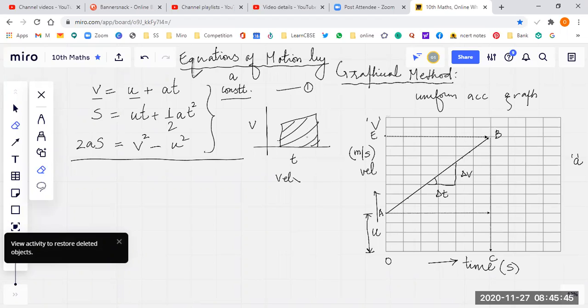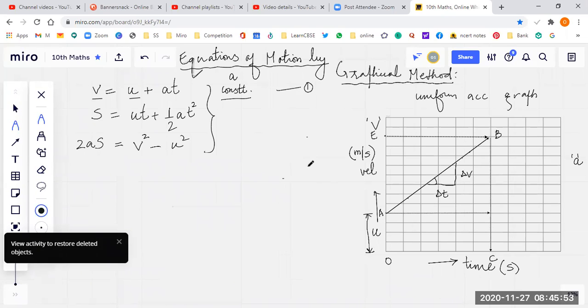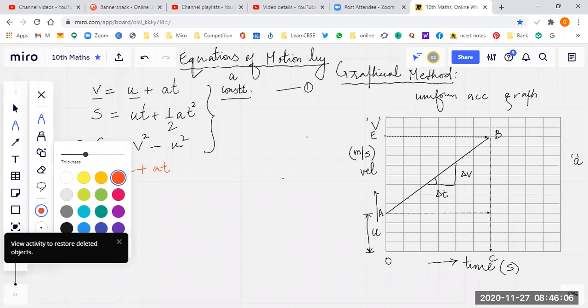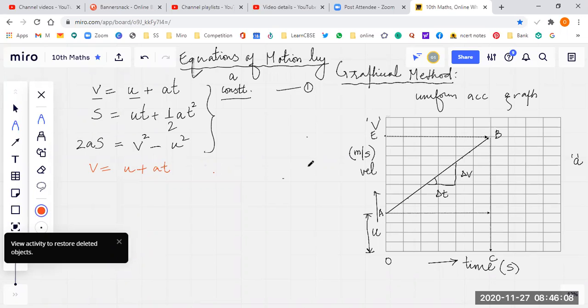One second, let me delete this. This is not needed. Okay, good. So now let me change the color of the pen also. Let's see, we want to derive V is equal to U plus AT. How do we derive it? Not so difficult.